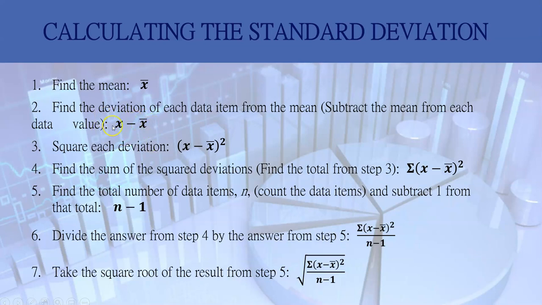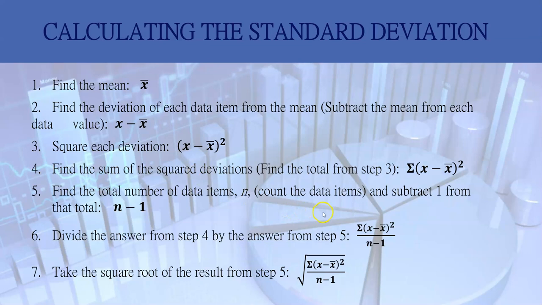Then whatever you get for this answer after you subtract, you're going to square it. This will turn those values positive if by any chance they were negative, because you can't have any negative values when you do the end part of the square root. So these are going to remove any negative values that you have. Then you're going to find the sum of them. So all of these answers that you got after you squared, you're going to add them up. Then you're going to count the number of data items that you have and subtract 1 from that.